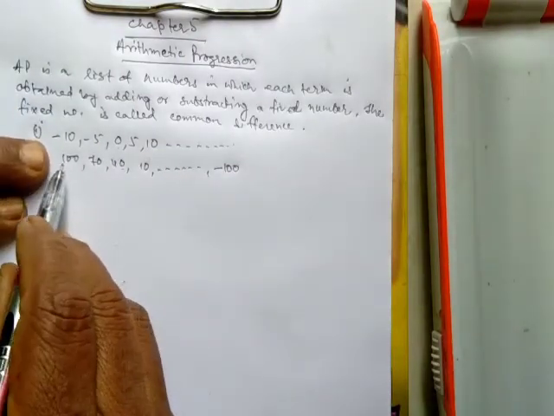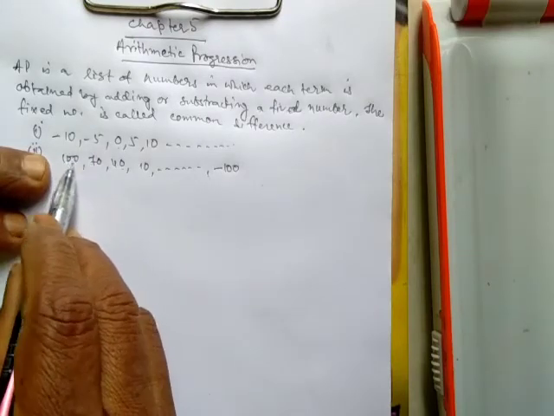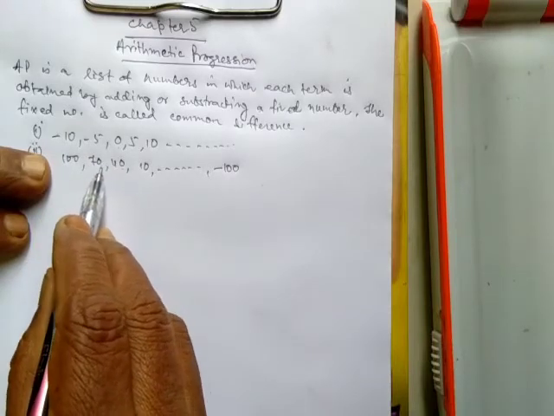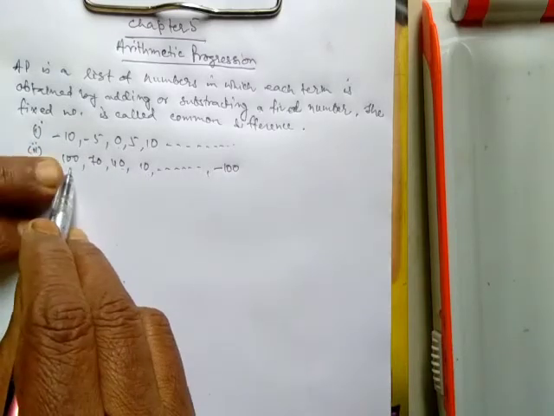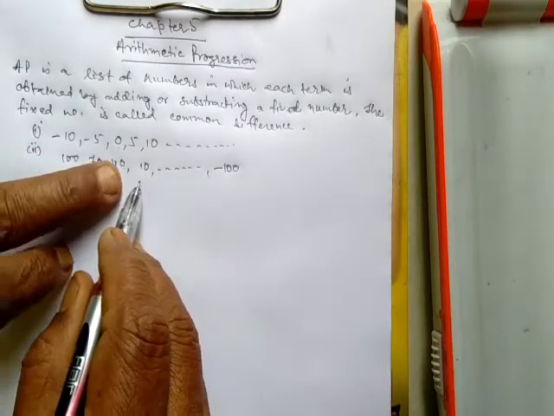Like that it goes, and that 5 is the common difference here. Here you see the first term is 100, the second term is 70. What is the difference? Minus 30. So the common difference is minus 30. If you subtract 30 from here, you will get this. Subtract 30, you will get this.